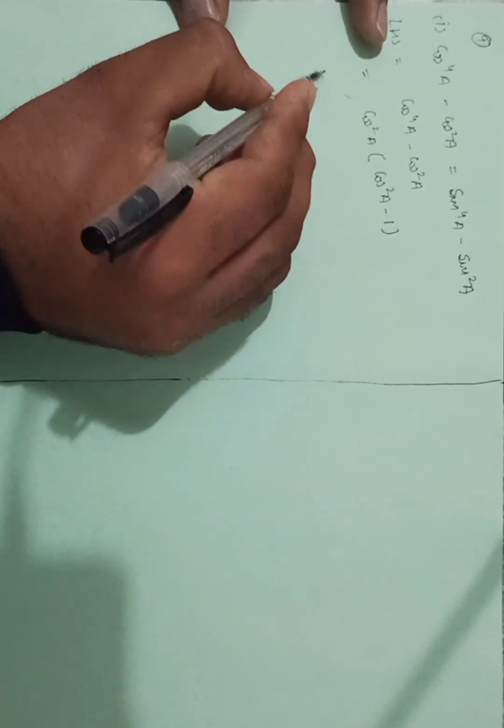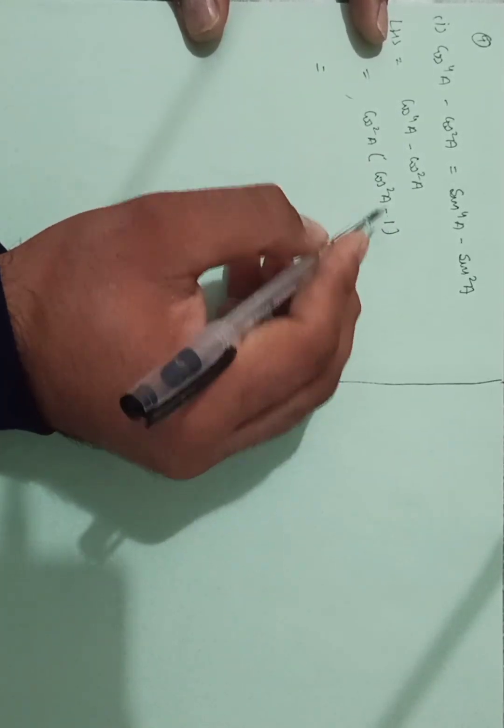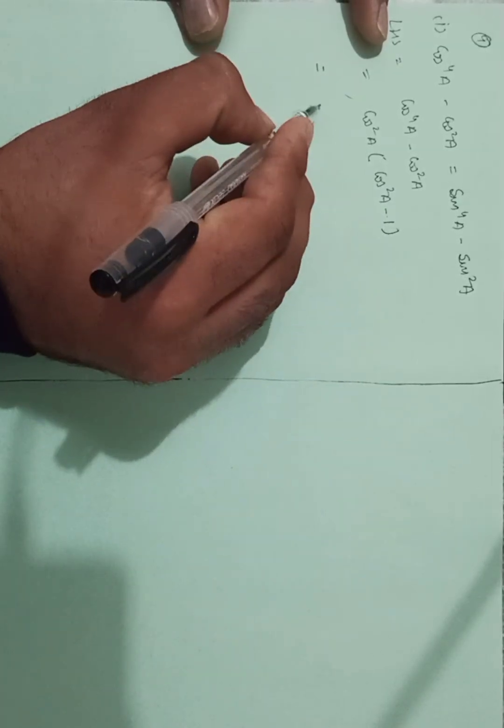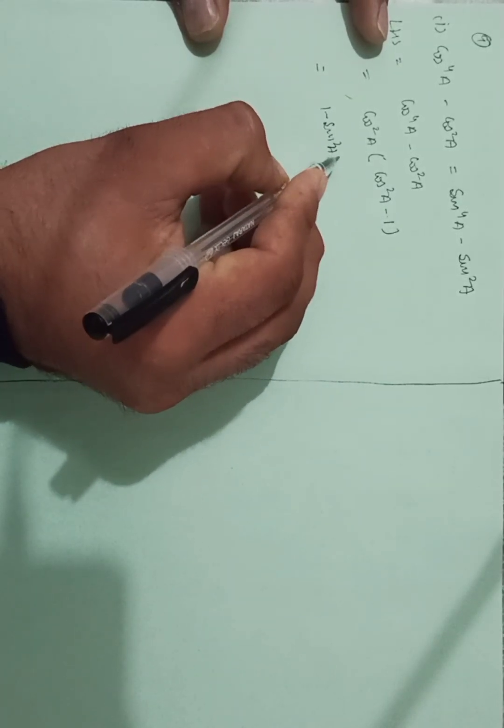Getting my point? Okay, so I don't need any cos, so instead of cos I'll use 1 minus sine square A. So here I will use 1 minus sine square A.